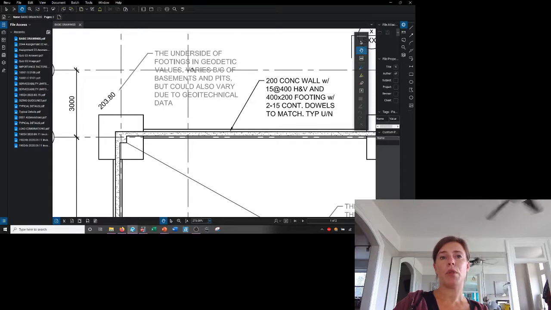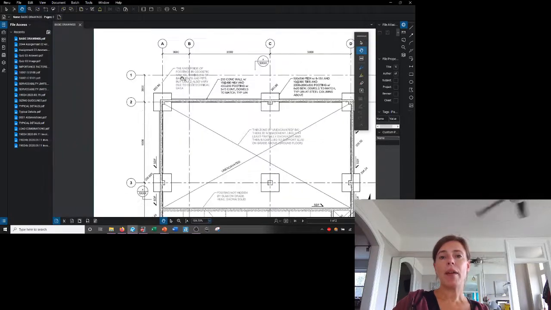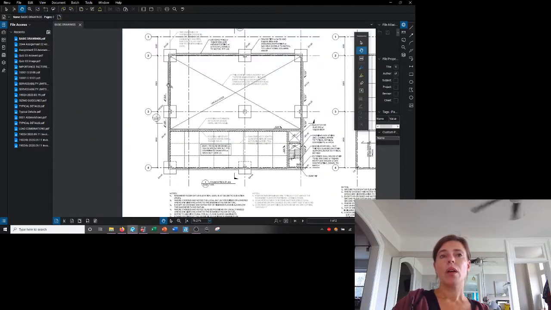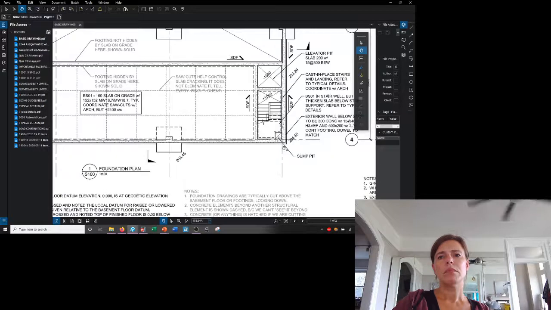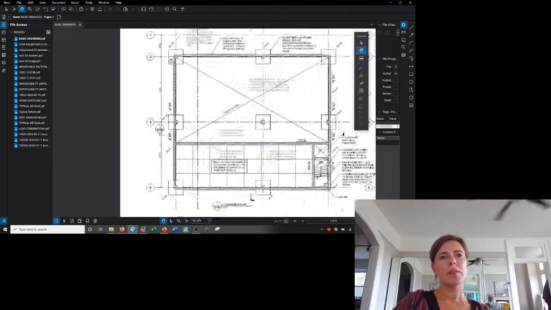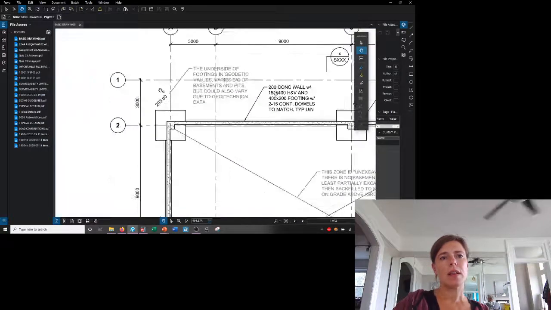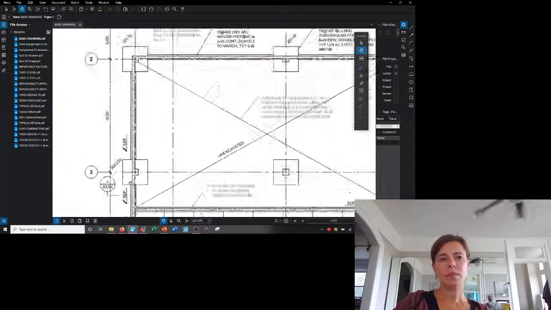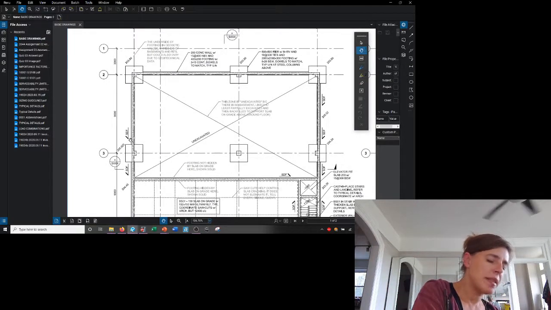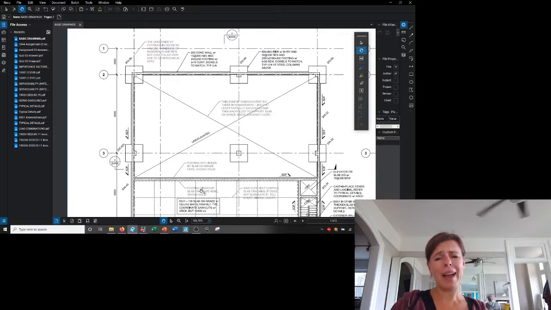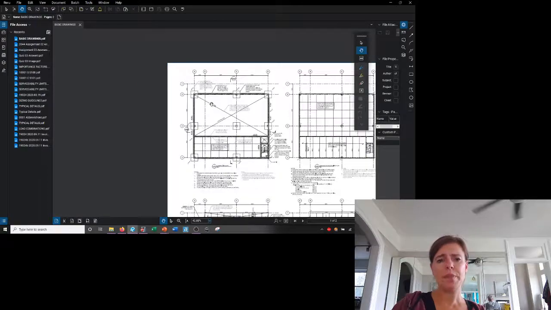Here you can see the underside of footing in geodetic values. It's going to vary around the building because we start to drop down. There is a mistake in this that I need to fix. This should be higher than this because we're supposed to be stepping down. So I am going to update that and reprint these. It's not going to be a big impact for you guys. It's just a small thing. And if I'm doing this, I want to do it right.